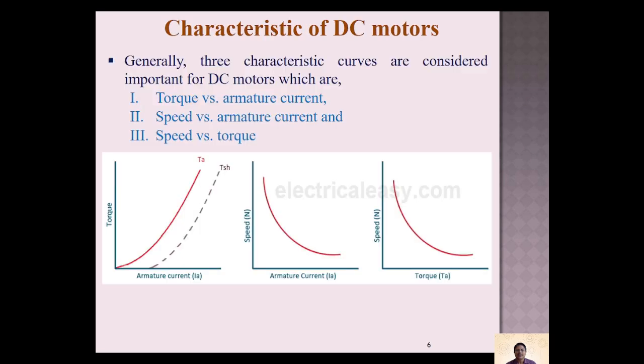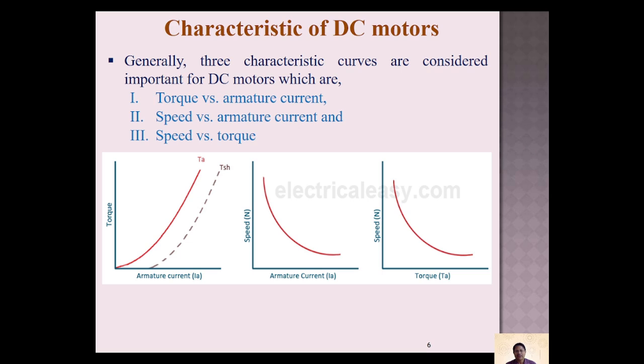Now we will see the characteristics of a DC motor. The characteristics of a DC motor can be expressed in three ways. A curve can be plotted with torque versus armature current, speed versus armature current, then speed versus torque. In the figure you can find three curves. The first one is torque versus armature current. Initially it is linear, that is, torque is directly proportional to the armature current. So the torque will be produced like this.